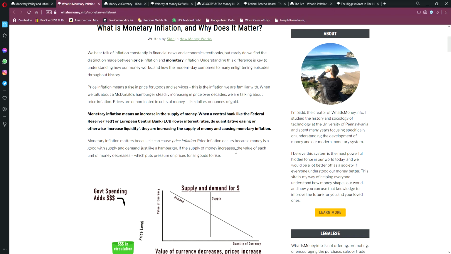If the supply of money increases, then the value of each unit of currency decreases. So the US dollar, the supply of it is being increased and the value of each unit of it is decreasing. That's not good. We don't want that, which puts pressure on prices for all goods to rise. Okay, so now we kind of have an idea of why it matters.